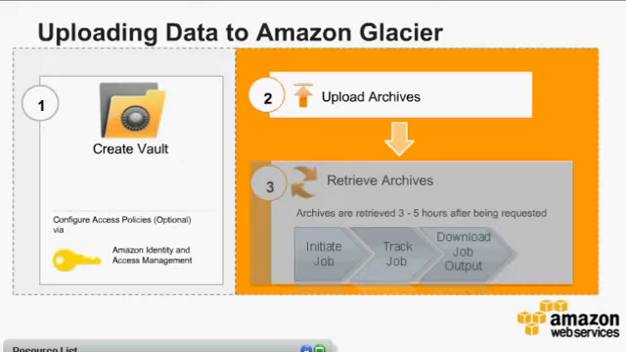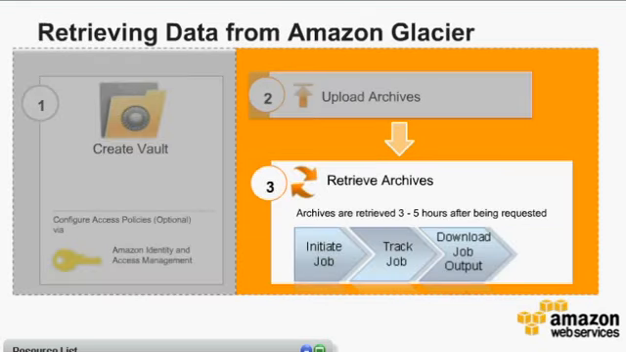So here's a quick workflow of uploading data to Amazon Glacier. Step number 1 is to create a vault. It's very simple. You can do that in our console. You can also do that programmatically. Once the vault is set up, you can use our SDK or our APIs to upload data into the vault. And once the data is uploaded, you can start retrieving the data whenever it is necessary.